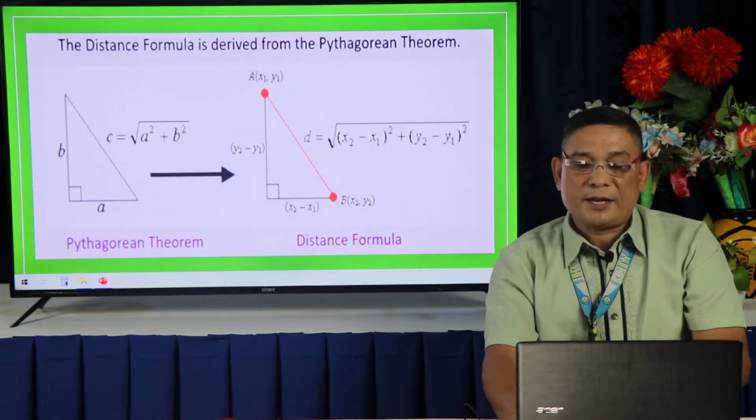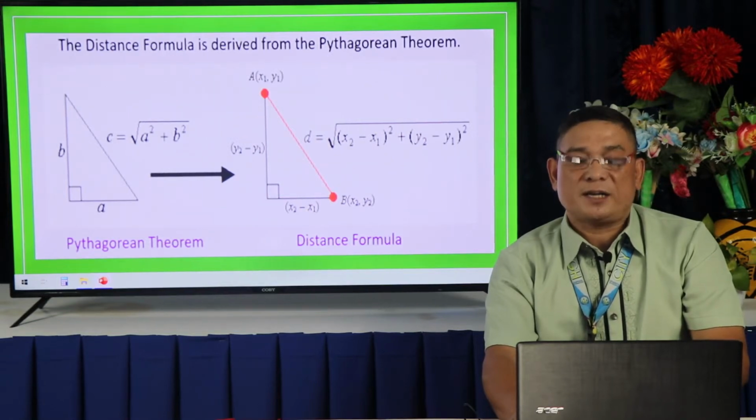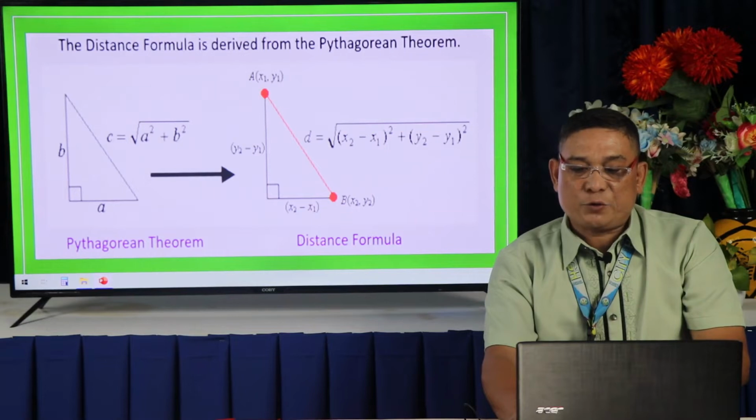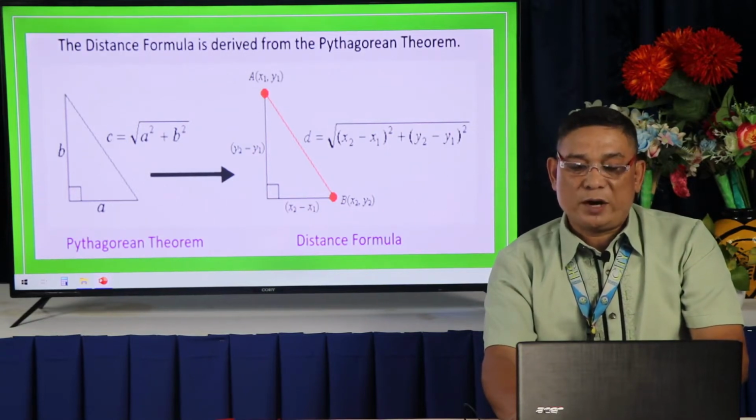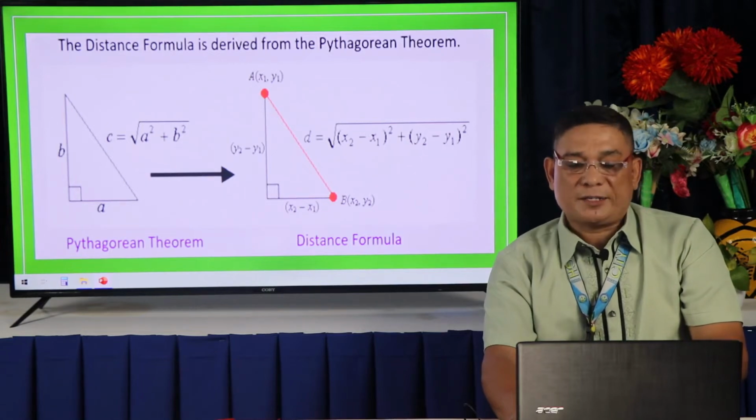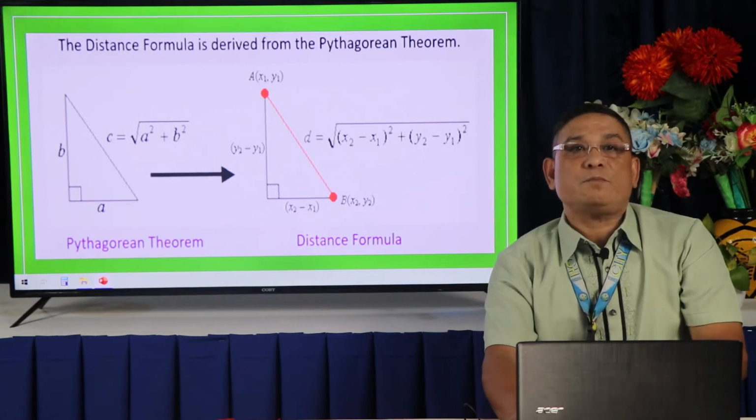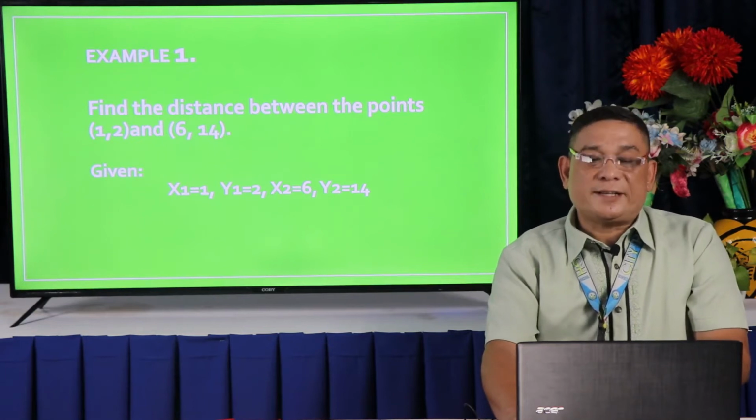To find the distance between 2 points, add the square of the difference of the abscissa to the square of the difference of the ordinates, and take the positive square root of the sum, where d is distance, (x sub 1, y sub 1) is coordinate of the first point, (x sub 2, y sub 2) coordinate of the second point. Now let us consider these examples.